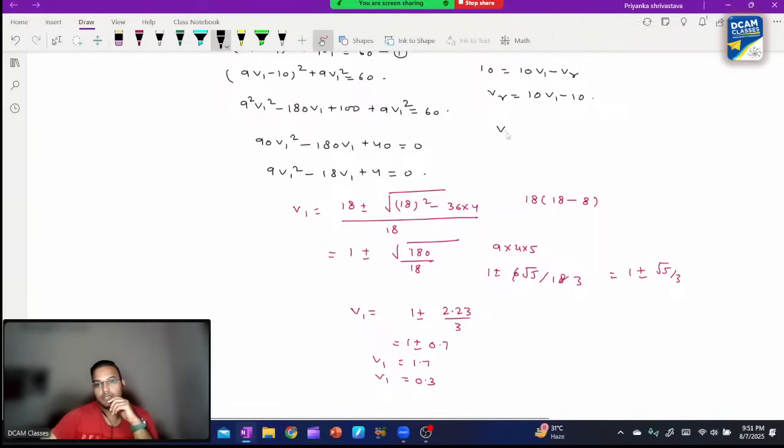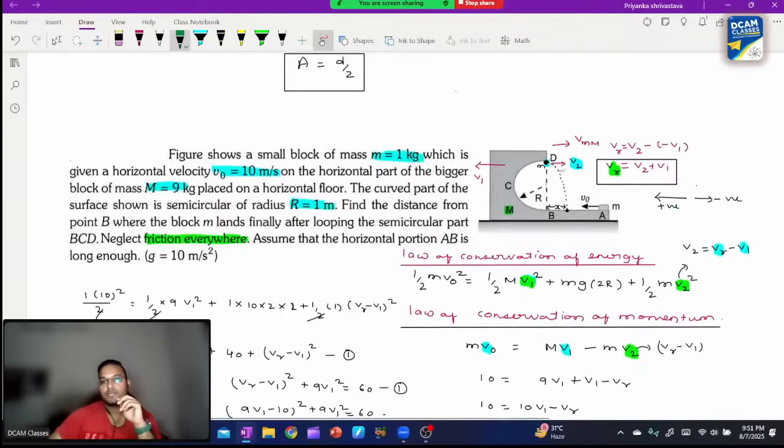And if we use it here, we get VR is equal to 10 into V1 minus 1. It is 10 into 0.7, which is approximately 7. Or VR will be 10 into 0.31. That cannot be. VR cannot be negative. So this value will reflect 10 into 0.3 minus 1, so it will be minus 0.7, minus 7. Negative value we cannot have. So wrong. So the direction we have assumed is correct.